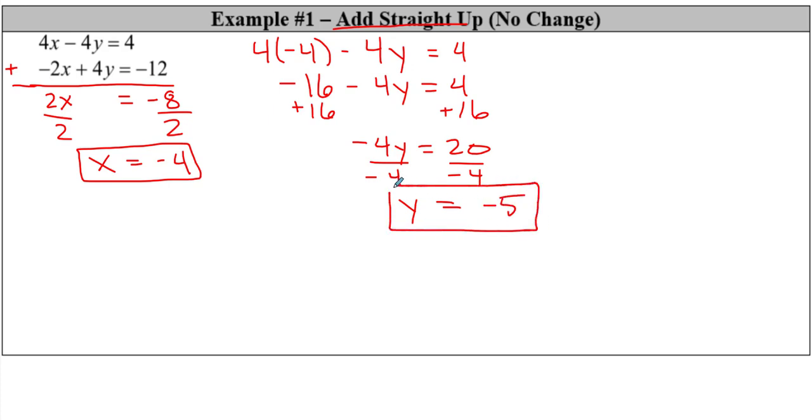Very good. So now we found our ordered pair. We got our x value, our y value. We write this in an ordered pair with a set of parentheses. Make it good to go. And then we box it up.